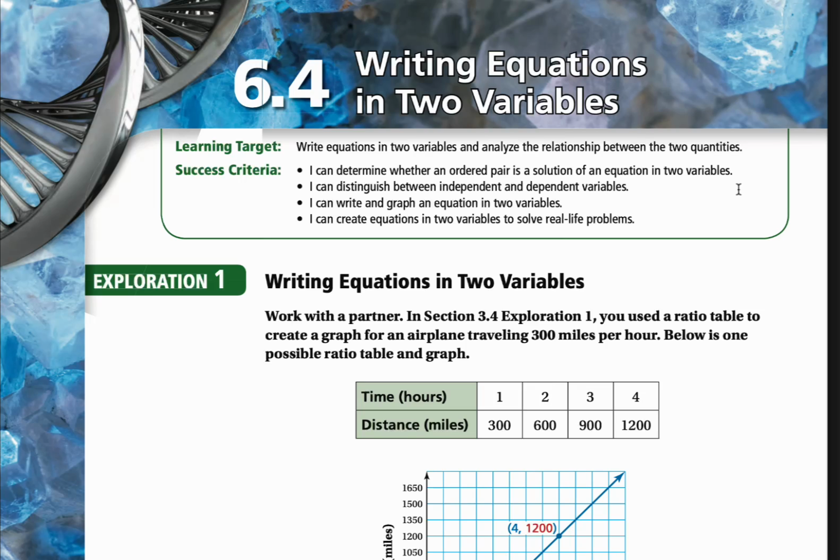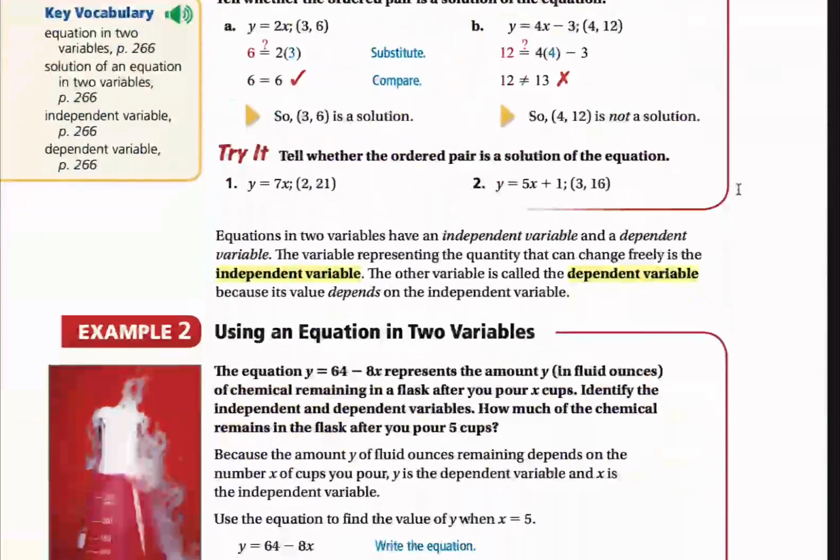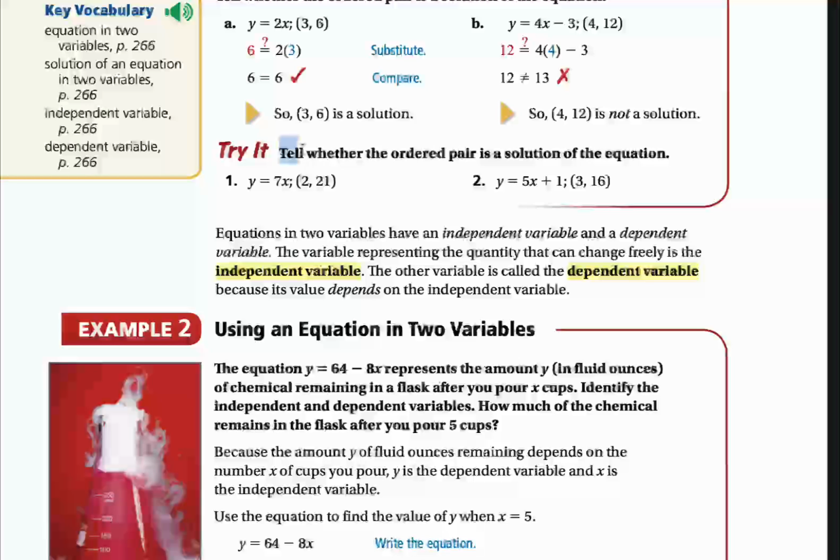Today's lesson is the fourth lesson in chapter 6, writing equations in two variables. What we are going to do today, we will solve questions like this question. Tell whether the ordered pair is a solution of the equation. And we have a given equation and a given ordered pair.